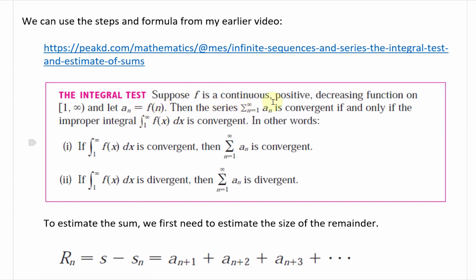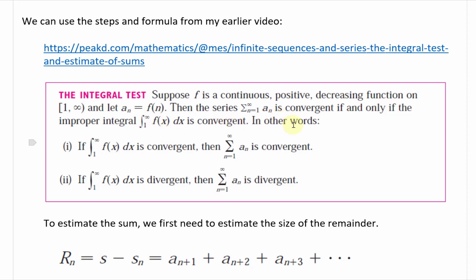So suppose f is a continuous, positive and decreasing function on the interval [1, infinity). The square bracket means it includes 1, and the regular bracket means it's not actually going to hit infinity. And let a_n equal f(n), so you could write the terms as a function. Then the series, the summation from n equals 1 to infinity of a_n, is convergent if and only if the improper integral, the integral from 1 to infinity of f(x) dx, is convergent. It's improper because there's an infinity sign, so you have to take a limit.